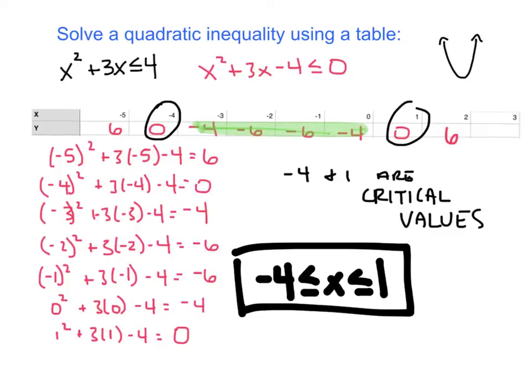So just like on a number line, our shaded region is trapped. So the x's are trapped between our critical values, -4 and 1. The reason that we have this or equal to is because our original inequality was or equal to.